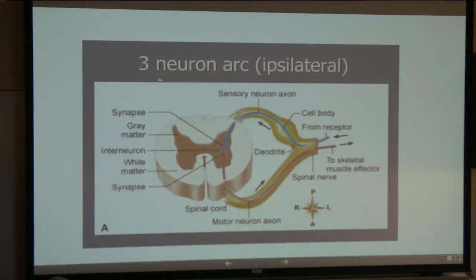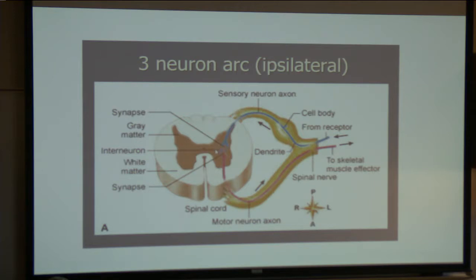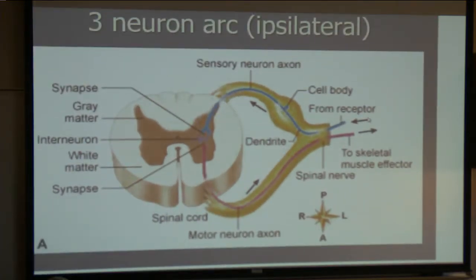Now you'll also notice this 3-neuron arc. Again, 1 sensory, 2 interneuron, third is your motor neuron, is ipsilateral. So if we go back to the beginning of the semester and we look at words that we learned, such as ipsilateral and contralateral, ipsilateral means same side of the body. So that means when we look at this picture, information is coming in from the left side of the body. So the L right here means left. And then when information exits the spinal cord out through the front, it's going to the left side of the body. So ipsilateral means same side of the body. It's coming in from the left and out to the left side of the body only.